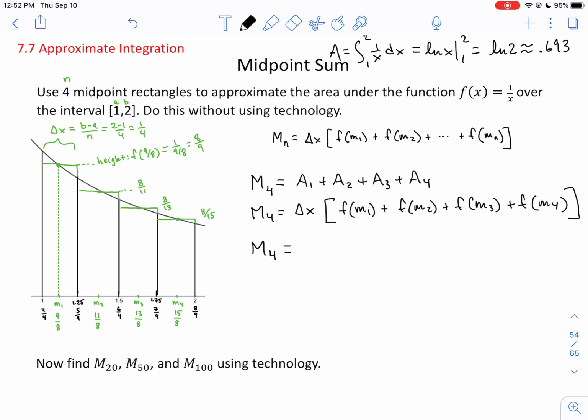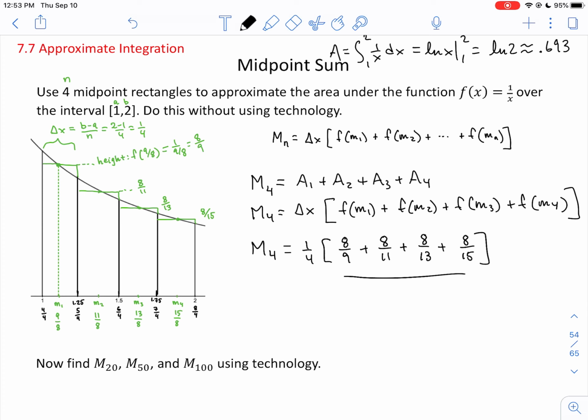Okay, now let's keep pushing forward with this. M4 is the delta x we discovered was a quarter. The first height was by plugging in 9/8 into the function, and we got 8/9. The next height was by plugging in 11/8, and we got 8/11, etc. Then the next height was 8/13, and the final height of the rectangle was 8/15.